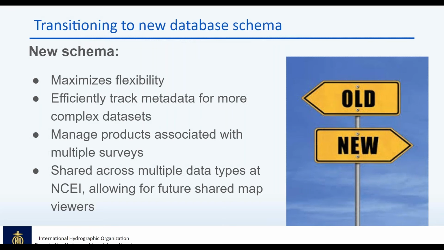Bathymetric surveys today look much different than they did a decade or 2 ago, with multiple instruments, scientists, and even platforms associated with a single data set. Things get even more complicated as you look at products incorporating data from multiple surveys. We have no doubt that such changes will continue, and the new schema is designed to allow us to easily add new parameters as needed in the future so that we can adapt to the changing world. The schema will also eventually be shared by multiple data types within NCEI, opening the door for more comprehensive map viewers in the future.